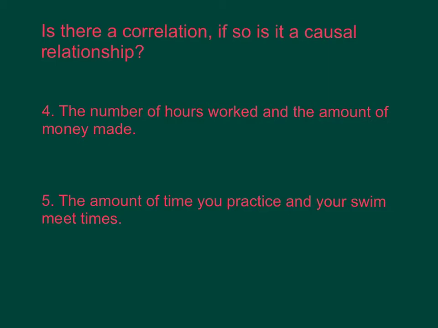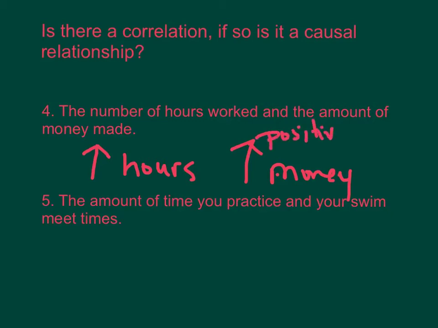Now, causal, remember, is if when you increase one, the other one will increase. Number 4, the number of hours worked and the amount of money made. If you increase your hours, your money will increase. That makes sense, right? The more hours you work, the more money you're going to make. So this is positive, and it's causal. That means if you increase your hours, you expect your money to increase.